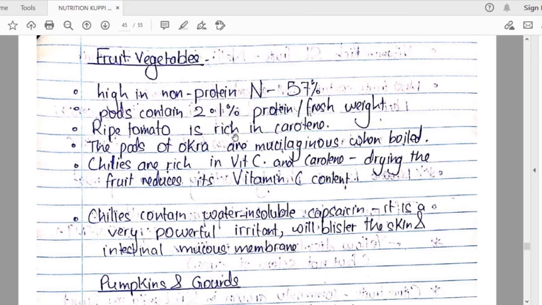The ripe tomato is rich in carotene. The pods of okra, or lady's fingers, are mucilaginous when boiled. Chilies are rich in vitamin C.